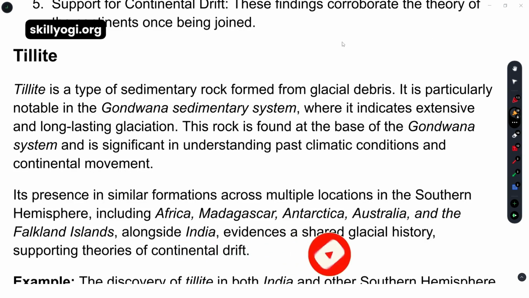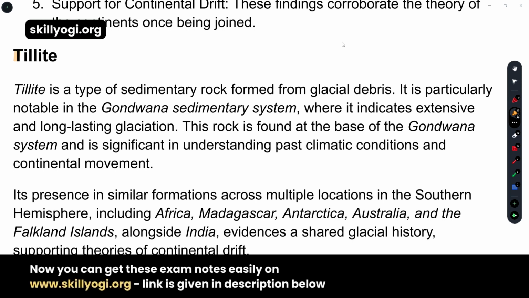Now here is our next proof. What is written over there? That is Tillite. That is the next proof of this theory. What is Tillite? It's a type of sedimentary rock.